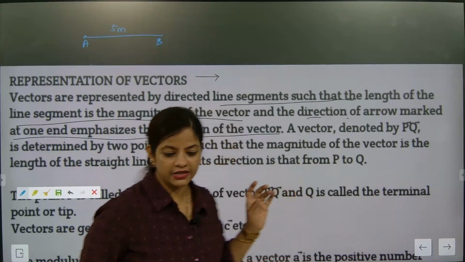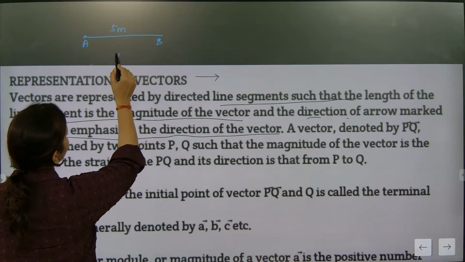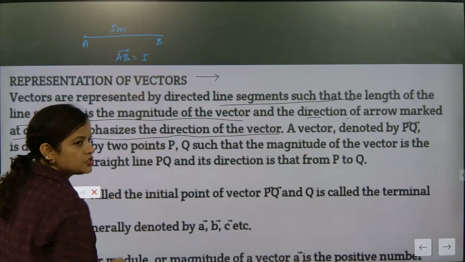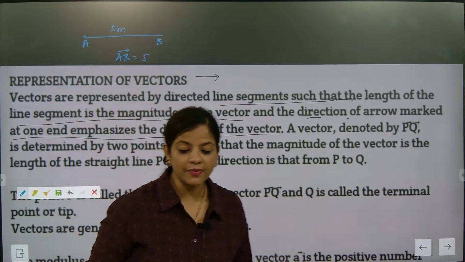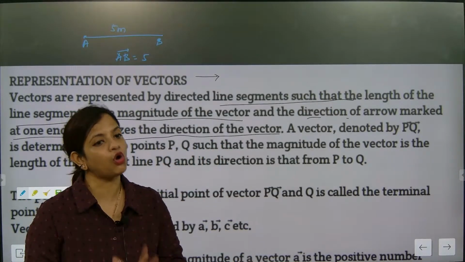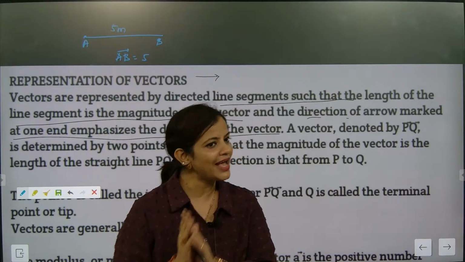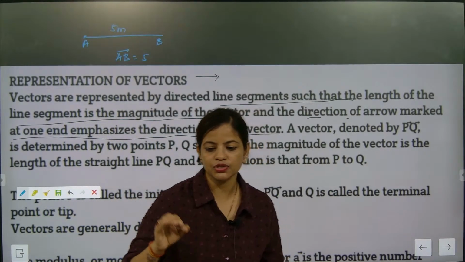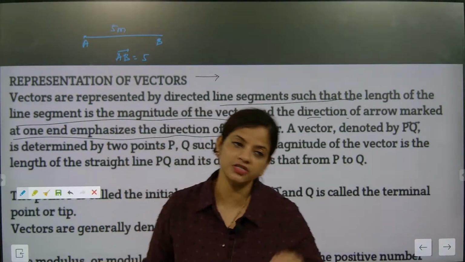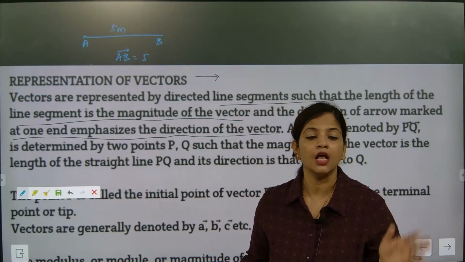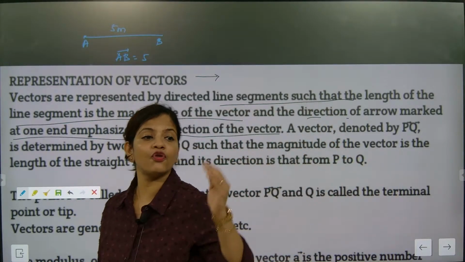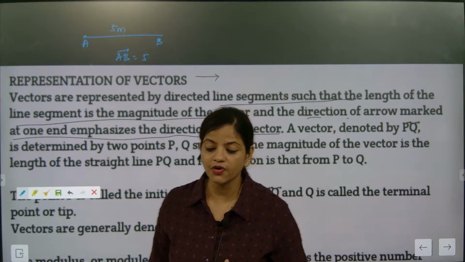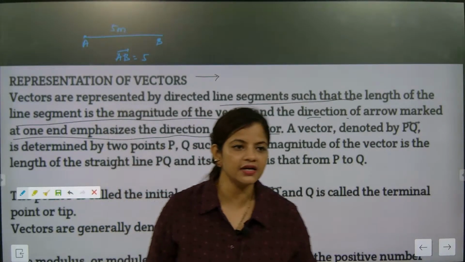This 5 meter is the magnitude, and this B part is the direction. So that AB vector is 5 meter. Understood? Why, beta? Because we have drawn magnitude and direction both. This is the most important point about vector. Vector holds both magnitude and direction.